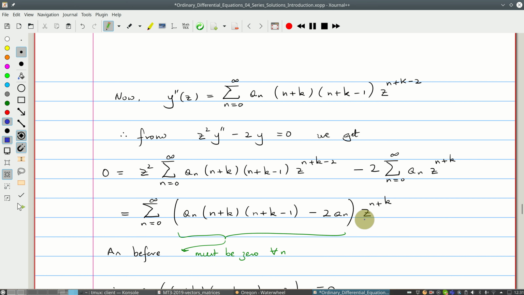Now as before, this entire set of functions z to the n plus k is a set of linearly independent functions. So the only way for this sum to be 0 for all z is if these coefficients are identically 0 for each n.